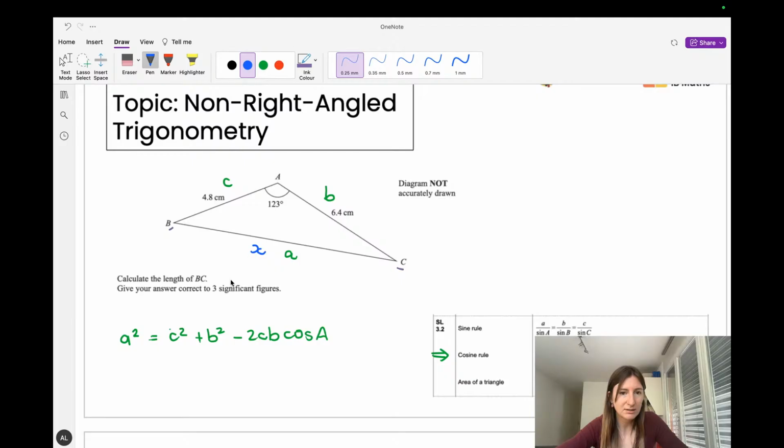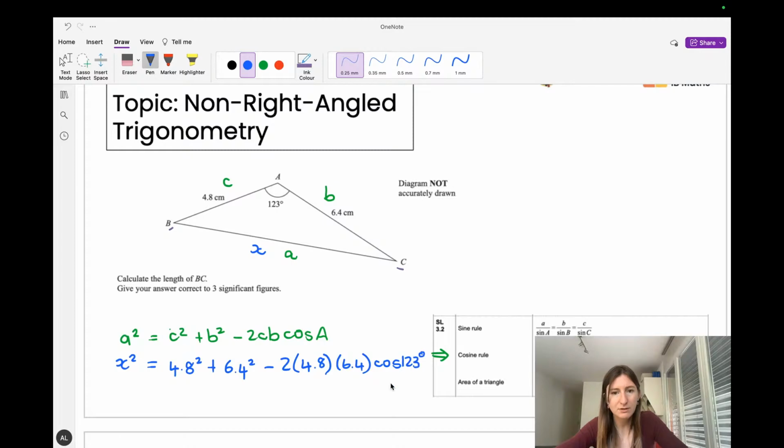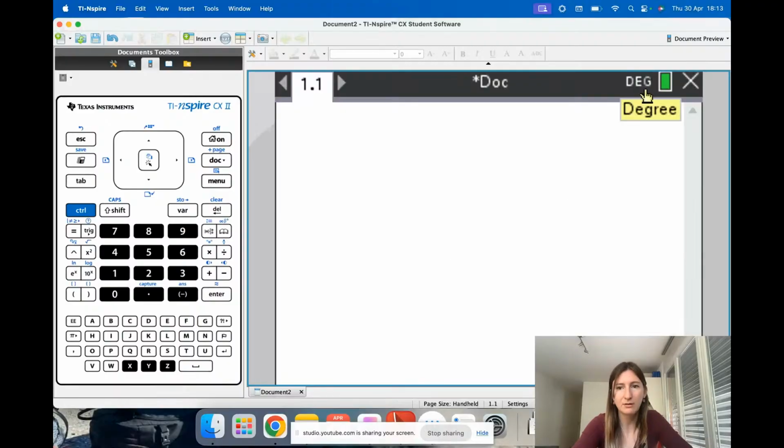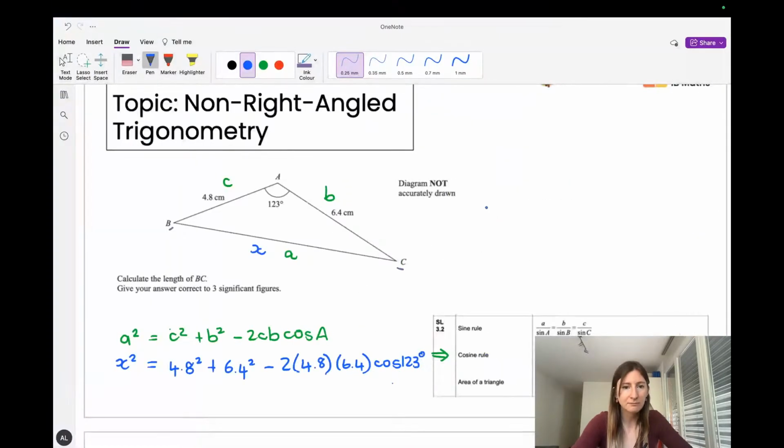So I've called this my side x, so x squared. And now c squared is just 4.8 squared plus b is 6.4 squared minus 2 times 4.8 times 6.4 again, and cos of my angle A, which is 123 degrees. So we're in degrees. Good to check the calculator. Let me look at my calculator. Yeah, I'm in degrees. All good for when I calculate.